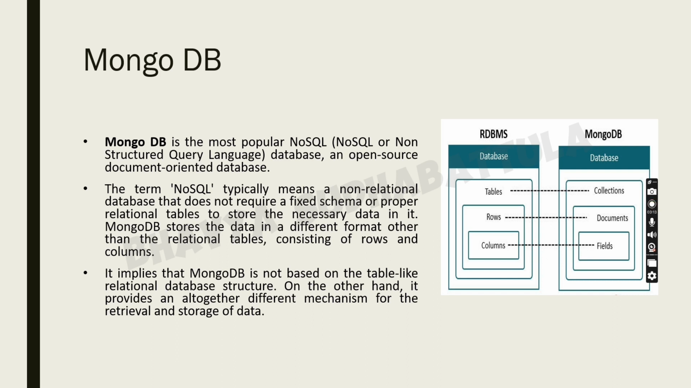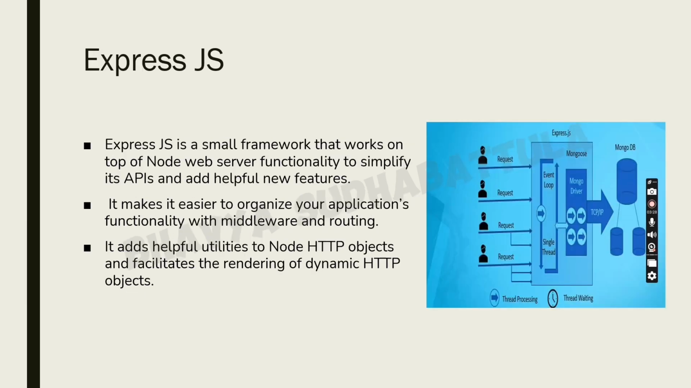Now let us consider the RDBMS and MongoDB. In RDBMS we have a database, and in MongoDB also we have a database. In RDBMS the tables are the collections in MongoDB, rows are the documents and columns are the fields. The table consists of the values and the rows consist of documents, columns are the fields.